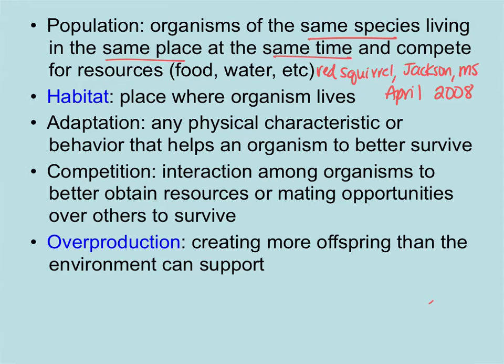The habitat you can think of as their home. This is a place where the organism lives. This is just some terminology. Adaptation is any characteristic that helps an organism to better survive. It might be something physical like the way it looks, or it might even be a behavior. Hibernation and migration are more behavioral adaptations. Physical characteristics that are adaptations would be like having a longer beak or shorter beak, or being taller or shorter, or being a certain coloring.